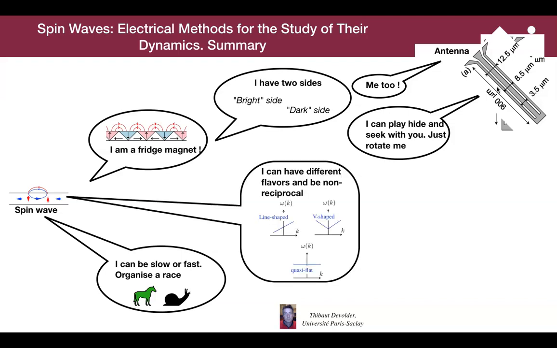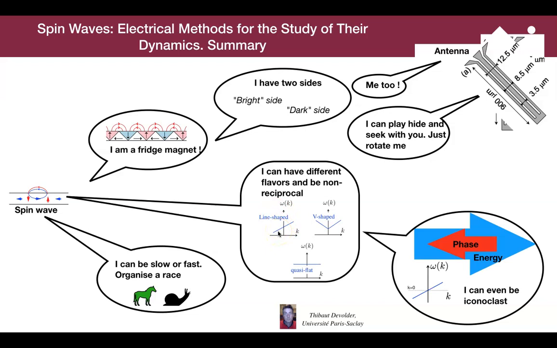And my last message is that the spin waves can have different flavors, especially if you work in multilayers, and they can be non-reciprocal with either standard dispersion relations or very counterintuitive dispersion relations. And when you have these counterintuitive dispersion relations, then the spin waves are non-conformist. Okay? They can have their phase propagating to the left, while their energy propagates to the right, which leads to true unidirectional energy transfer.